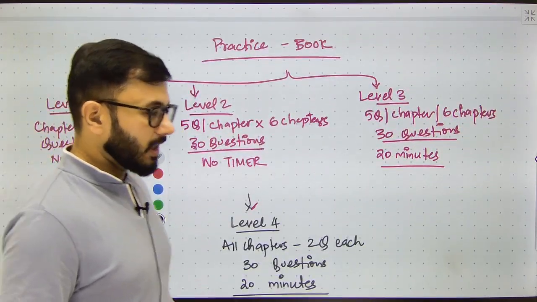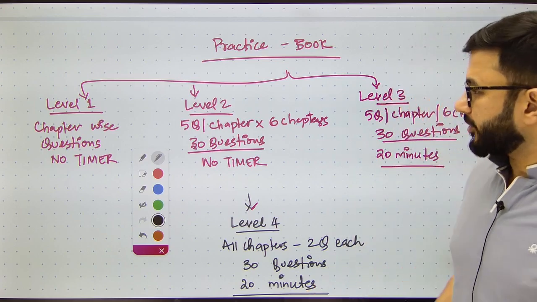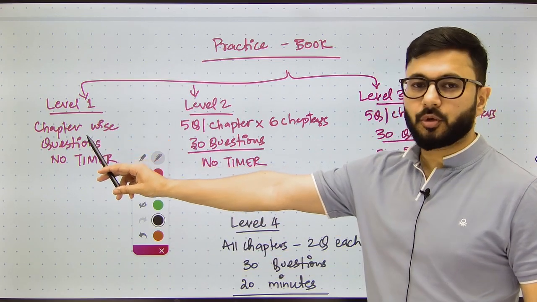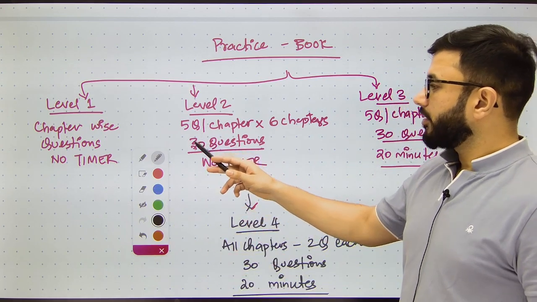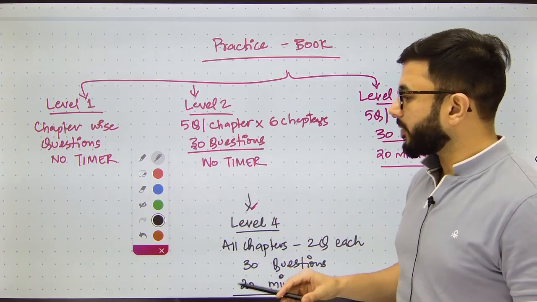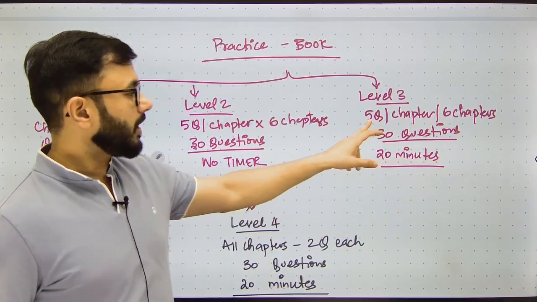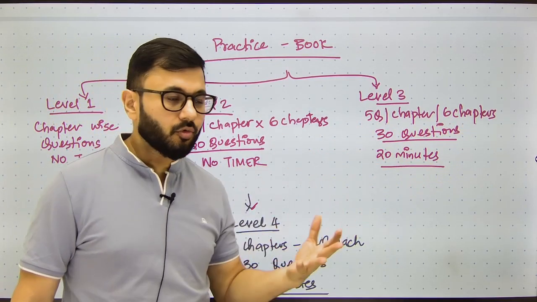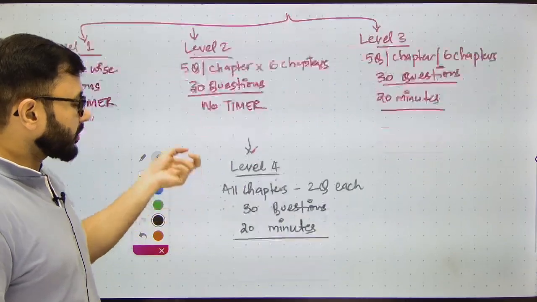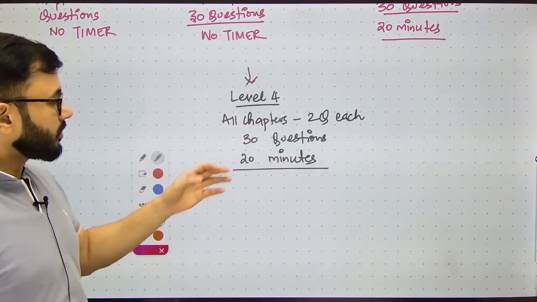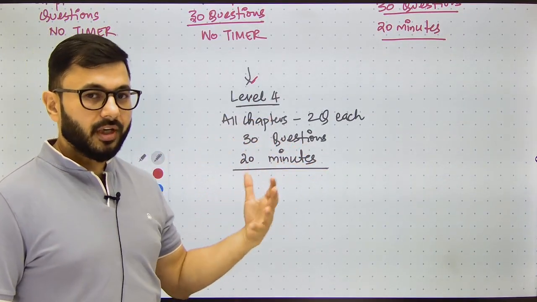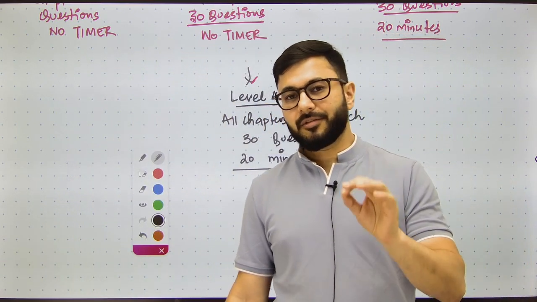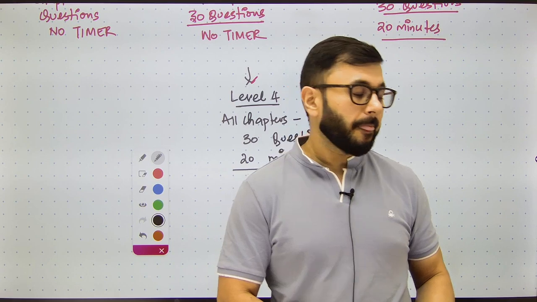Now, what are the levels in English? Very similar to quant, because the number of questions is also the same. You go chapter-wise with questions without any timer, 5 questions, 6 chapters, no timer. Then level 3 comes: 5 questions per chapter, 6 chapters, 30 questions, 20 minutes. Instead of 25, I am giving myself 20 minutes. And then all the chapters, 2 questions each, 30 questions, about 20 minutes again. The methodology remains the same. I have told you how to use the book as well. These are the 4 levels.